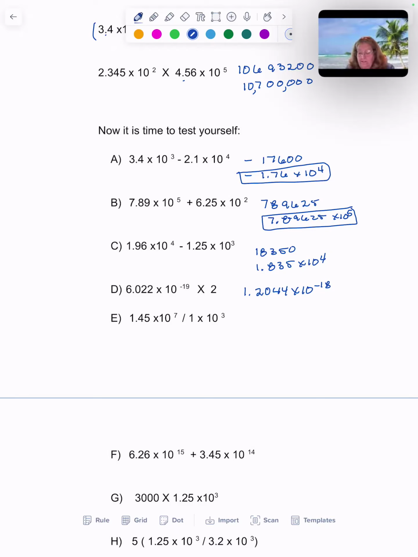1.45, once you figure out your calculator, these go really, really fast. Divided by 1 times 10 to the third. So we're dividing by 1,000. This one should give you 14,500.